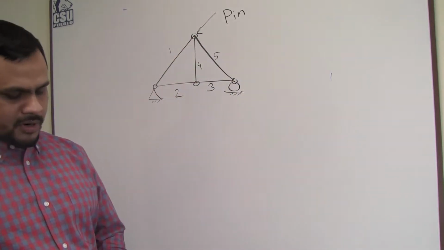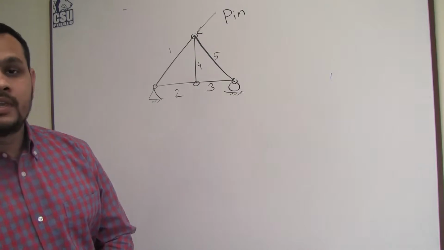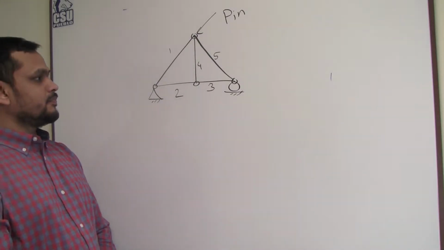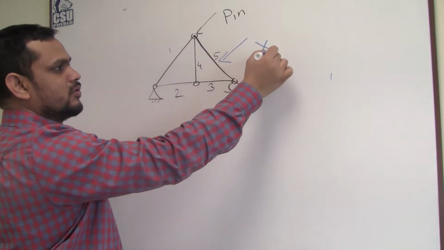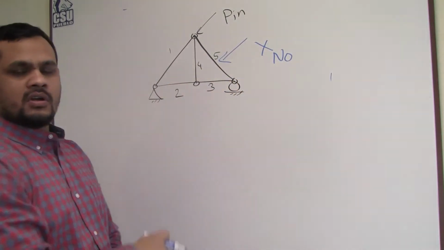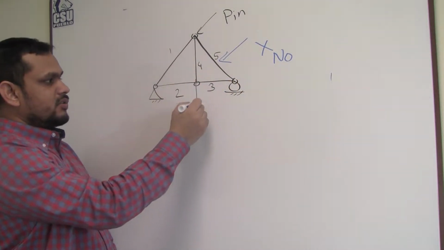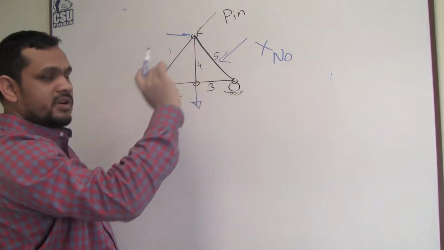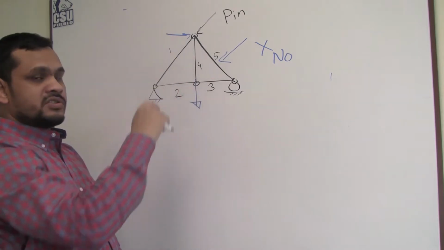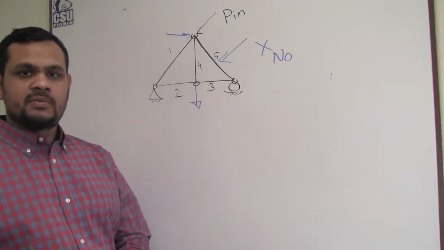Number one. Number two is there cannot be any load on the member. That means here we cannot apply load on the member. We can apply load only at the joint, here or here, whatever it is, only at the joint. So that is the definition of truss.